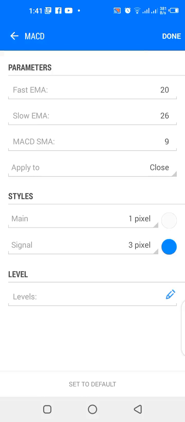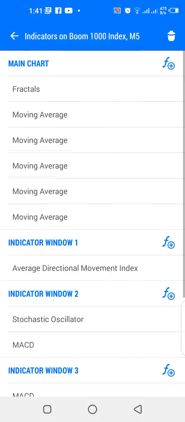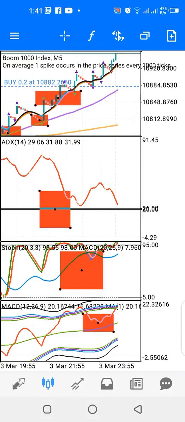Then we have MACD. Fast EMA is 20. Slow EMA is 26. MACD SMA is 9. Apply to close. The main line color will match the background color of the chart, and the signal color is blue. So let's look at how it works.